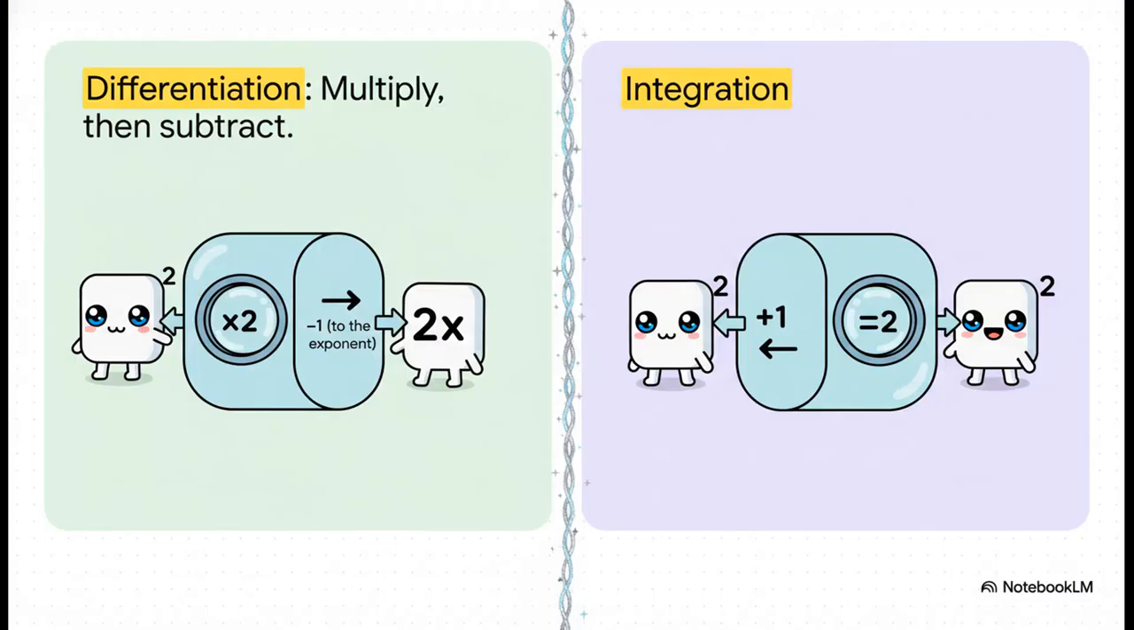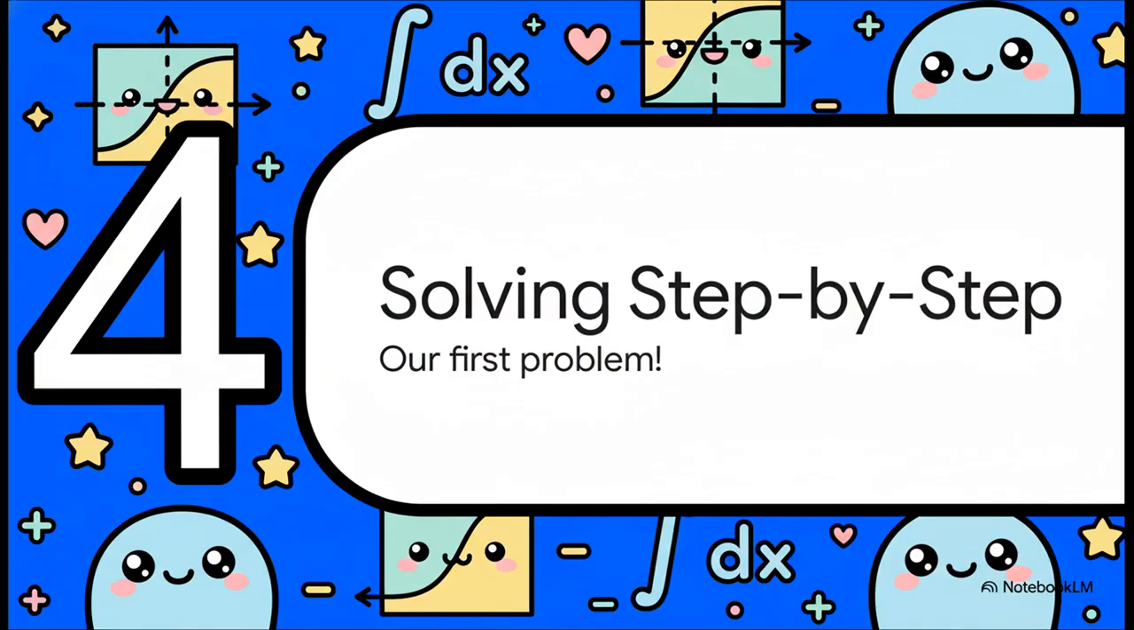And look at this. It's so neat. It really shows you how integration is the perfect reverse of differentiation. With differentiation, you multiply, then you subtract from the exponent. With integration, you do the total opposite. You add, then you divide. They're perfect mirror images. All right, you've got the big idea, and you have your magic formula. Let's walk through our first problem together, step by step. Come on, you can totally do this.